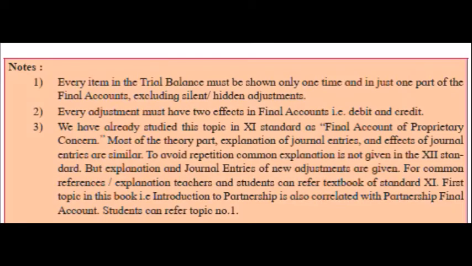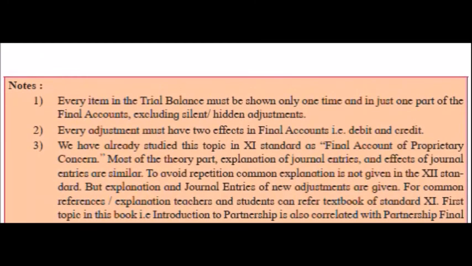Every item in the trial balance must be shown only one time and in just one part of the final accounts, excluding silent and hidden adjustments. And every adjustment must have two effects in the final accounts, that is debit and credit.